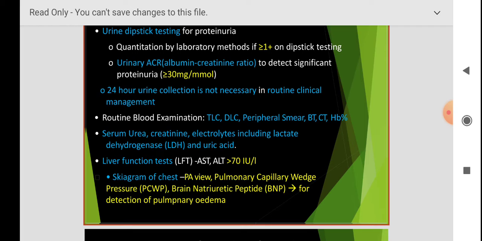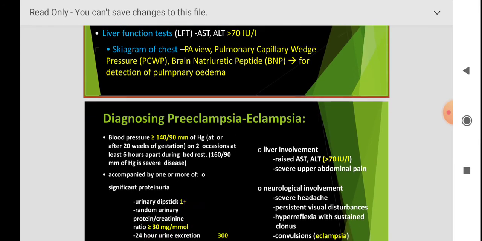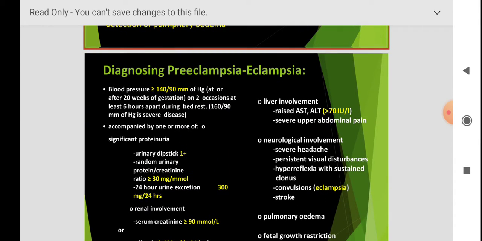Routine blood examination includes total count, differential count, peripheral smear, BT, CT and hemoglobin. Serum urea, creatinine, electrolytes including lactate dehydrogenase and uric acid. Liver function test, which includes AST, ALT, and it is significant if it is more than 70 international units per liter, that is, it should be twice the normal values. X-ray of chest, PA view, to see the pulmonary capillary wedge pressure, and brain natriuretic peptide for the detection of pulmonary edema, which again indicates towards the severity of the disease.